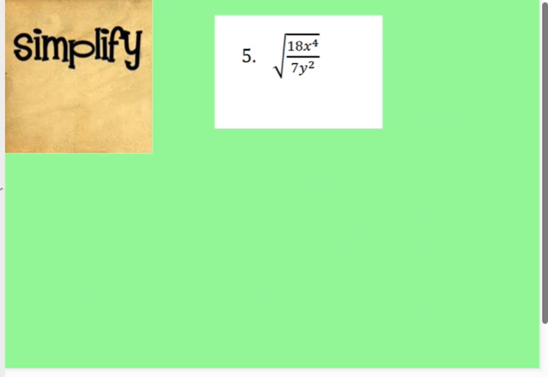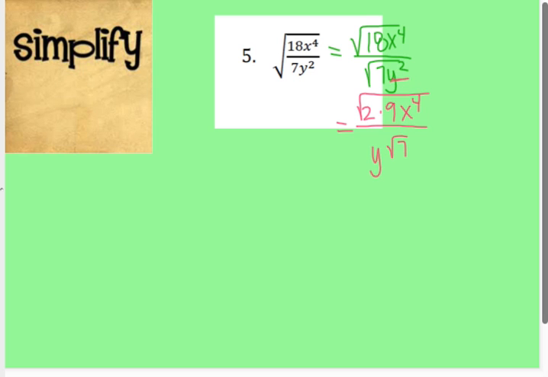Example 5, we got some division. So I'm going to go ahead and break it up. So I would have the square root of 18x to the 4th all over the square root of 7y squared. Before we rationalize the denominator, let's go ahead and simplify. Okay, any perfect square in 18? 2 times 9, 9 is a perfect square. All over, and I'm just going to simplify this. 7 is not a perfect square, but the square root of y squared would be y square root of 7.